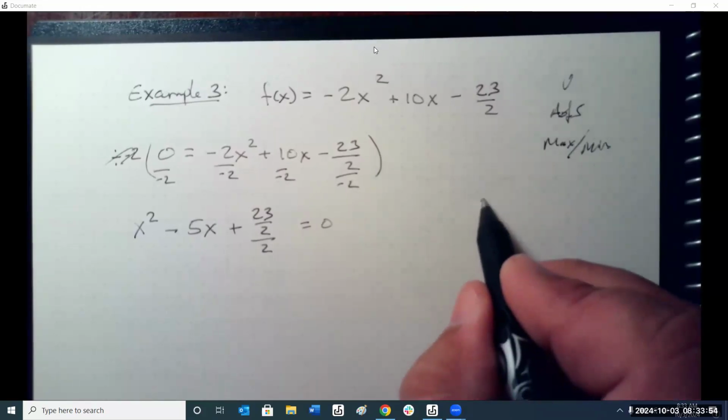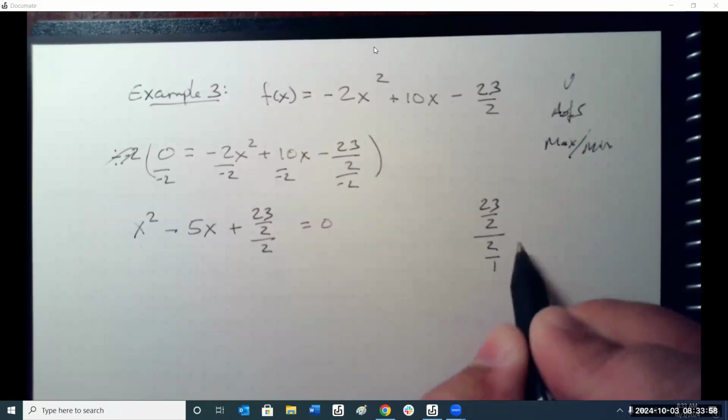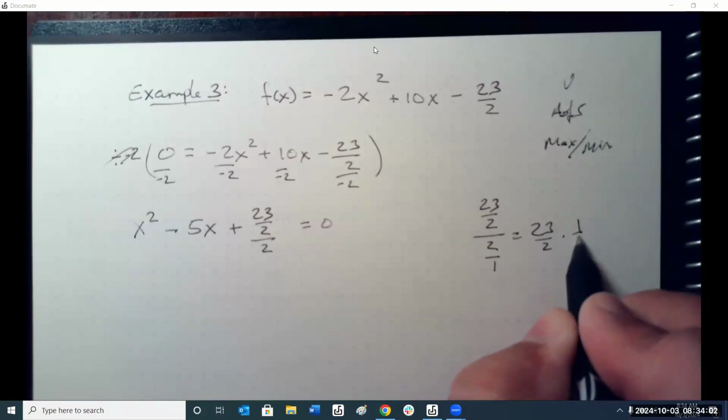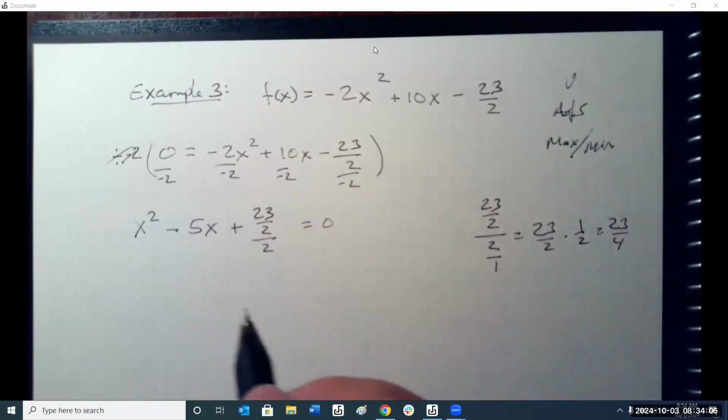Now, 23 over 2 divided by 2 is a fraction over a fraction. Leave the top fraction alone, flip the bottom, and we get 23 over 4.